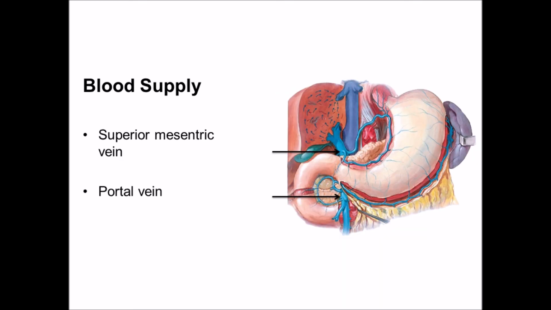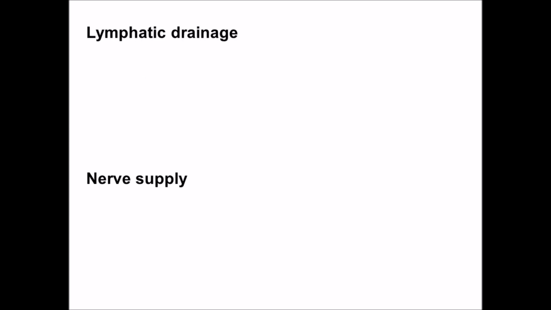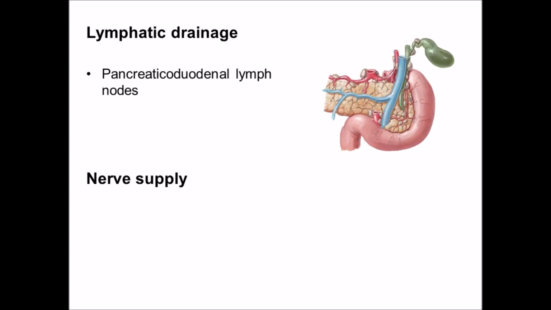The veins from the duodenum accompany the arteries and drain into the superior mesenteric vein and the portal vein. Lymphatic drainage: the lymphatics from the duodenum drain into the pancreaticoduodenal lymph nodes, which lie on the posterior aspect of the head of the pancreas. The efferent lymphatic vessels from the pancreaticoduodenal nodes drain into the celiac and superior mesenteric groups of pre-aortic lymph nodes.